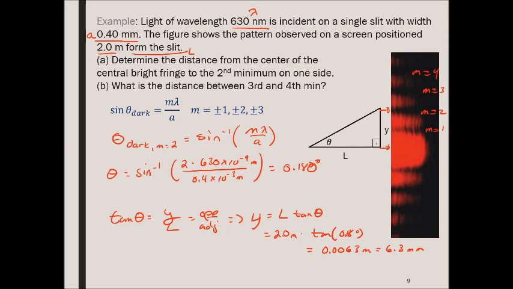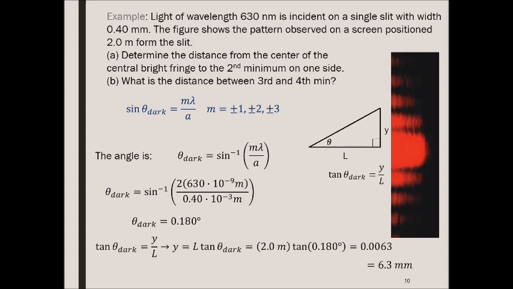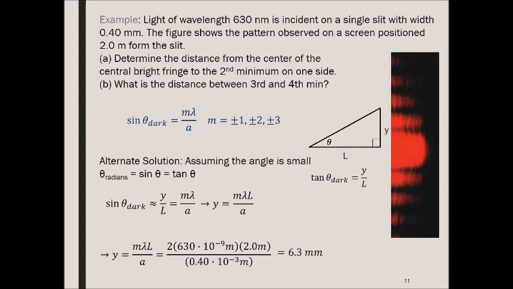Using the small angle approximation means that we basically have another variation of our formula, and that is y is equal to m lambda L over a, which we're going to use to solve the second part of the problem. But to start out with, we're going to look at that solution. So this is a nice typed up version of that solution. And if we use the small angle approximation, we can get the same exact solution because it is in fact a small angle.